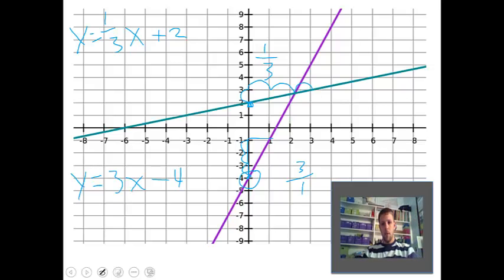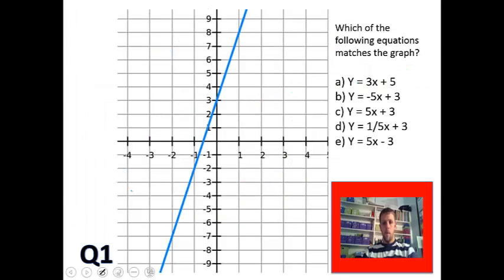All right. Here are some examples. There are 6 tonight.